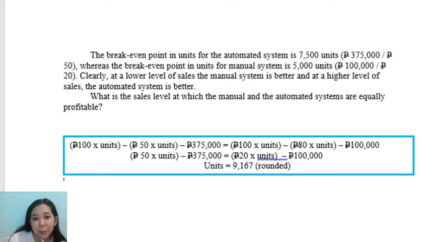Okay, so the break-even point in units for the automated system is 7,500 units, whereas the break-even point in units for manual is 5,000 units. So clearly, at the lower level of sales, the manual system is better, and at a higher level of sales, the automated system is better. So what is the sales level at which the manual and automated systems are equally profitable? This is at 9,167.